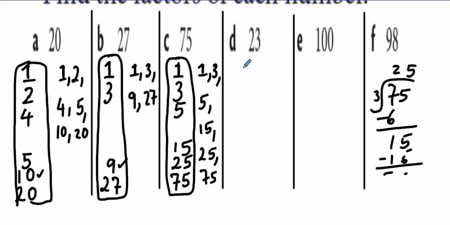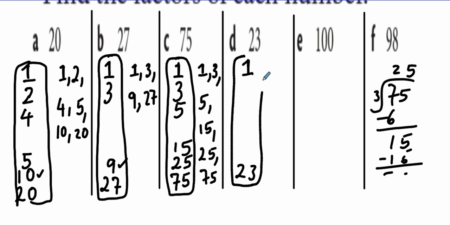How about 23? Yes, the smallest possible factor of every single number is 1. So you start with 1, then you just continue. So 23 divided by 1, the answer is 23. 2, 23 is not divisible by 2. Try 3, no. Try 4, not possible. 5, 23 is not divisible by 5. So we can see that 23 has only 2 factors. Wow. This is 1, 23. So we have only 2 factors of 23.